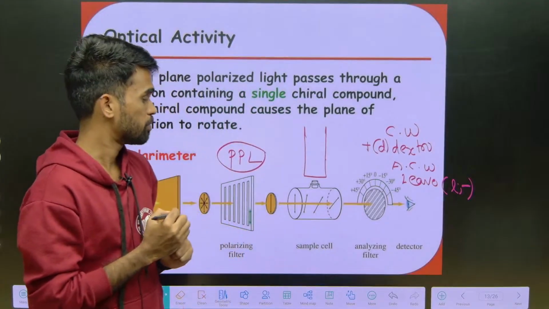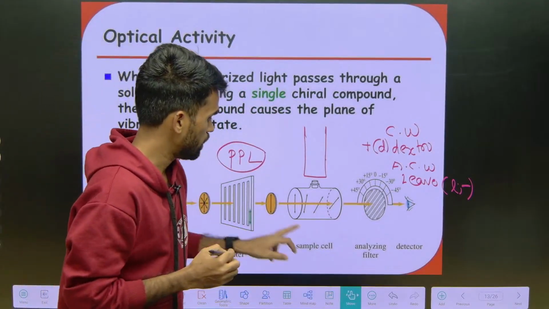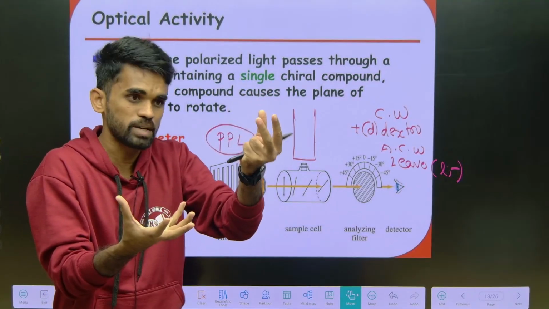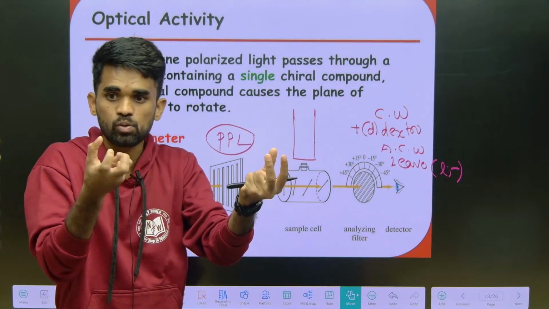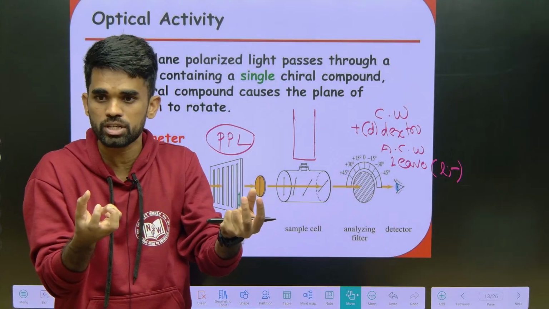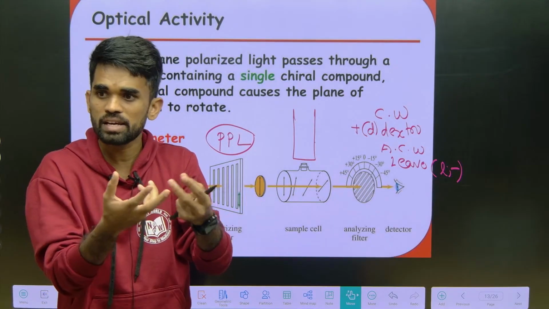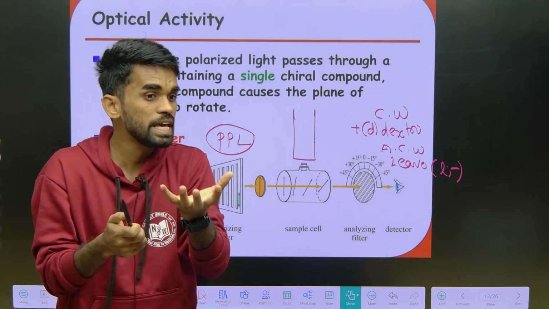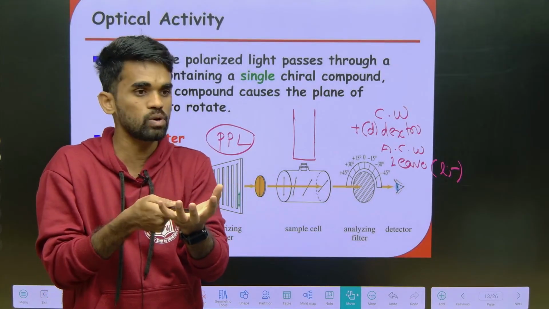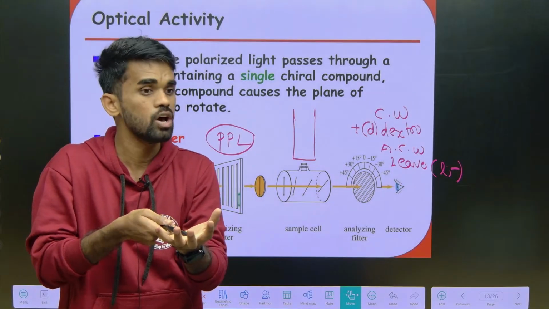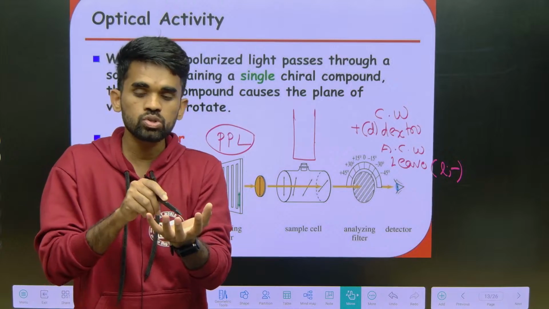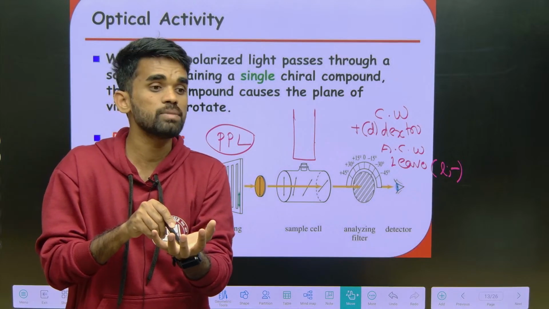Now tell me, if that solution contains an equal amount of D and an equal amount of L, what happens to the net rotation? 0. Why? Because they will cancel out each other, no? So the net rotation will be 0. If D and L forms are in equal amount, net rotation is 0, meaning that solution is optically inactive. Those kinds of solutions are called racemic mixtures. What is that?